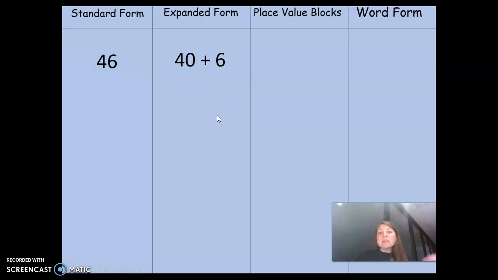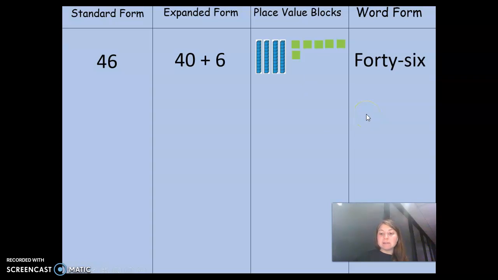So now I want to look at place value blocks. I'm going to draw it out. I'm going to have 4 10s because there's a 4 in the 10s place. And I'm going to have 6 1s because there's a 6 in the 1s place. Now I'm going to take out my word form chart because I need to write 46. I find 40 on my word form chart, right? Check my work. I find 40 on my word form chart and I write 40. Then I'm going to write a dash and write 6.